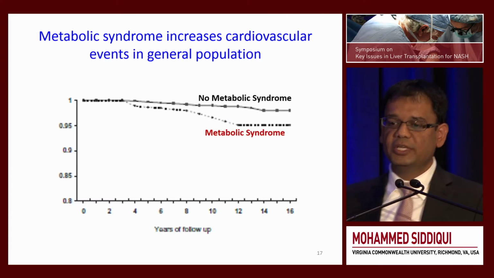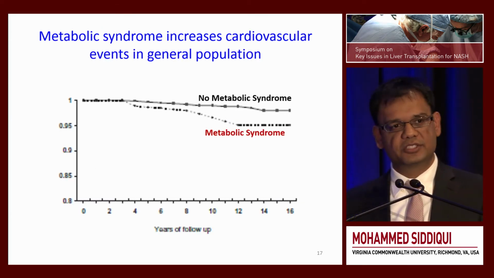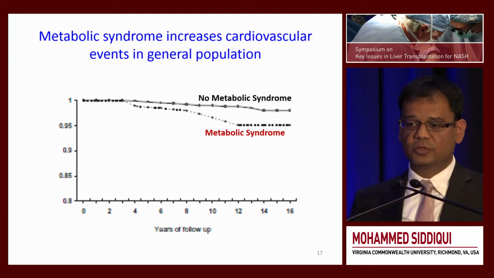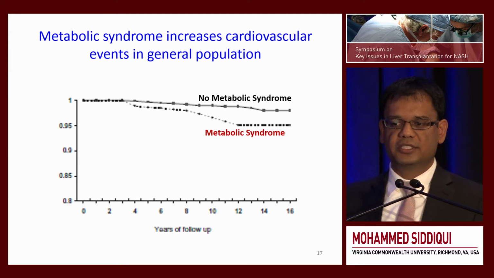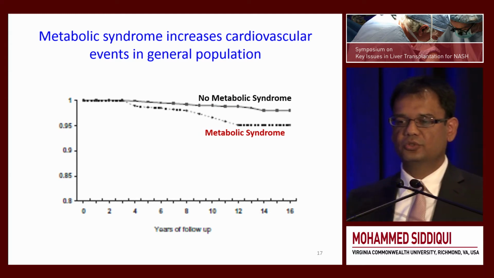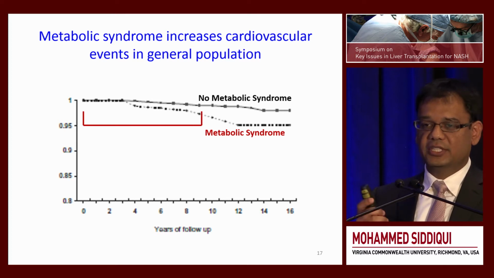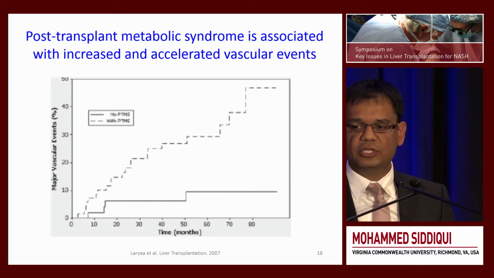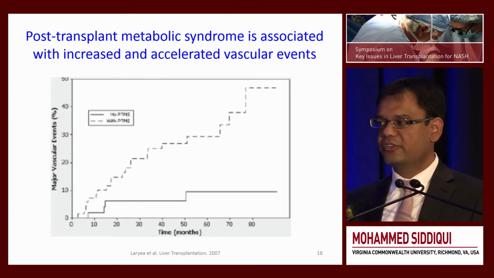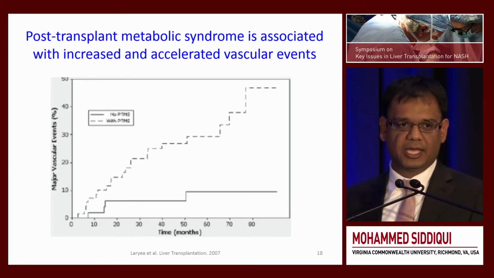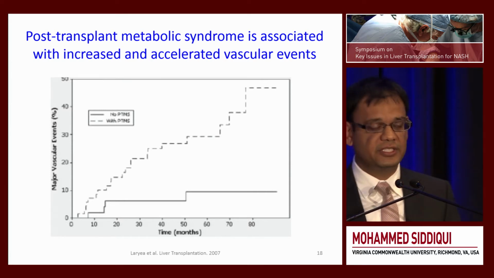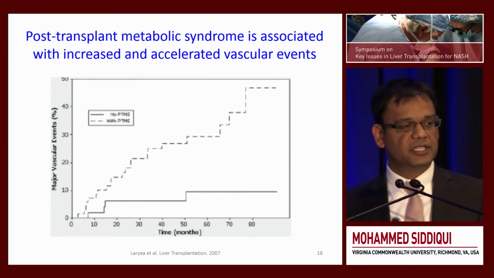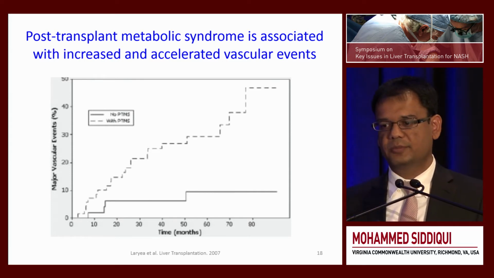Now, why do we care about metabolic syndrome? We care about metabolic syndrome because it predicts cardiovascular events and cardiovascular mortality, which is what this graph shows. Patients who have metabolic syndrome have decreased survival compared to those who do not. But more importantly, these curves start to separate after 10 years of follow-up. Now, if you look at a similar graph in liver transplant recipients, the data is striking because that graph actually separates within the first year after liver transplantation. And secondarily, the differences between the two lines are striking.